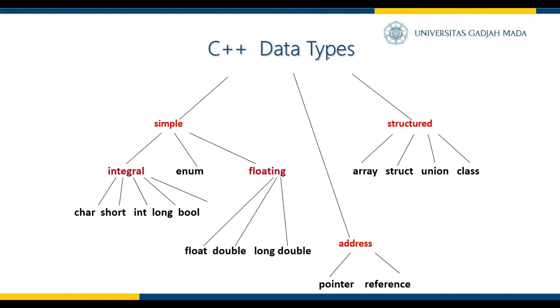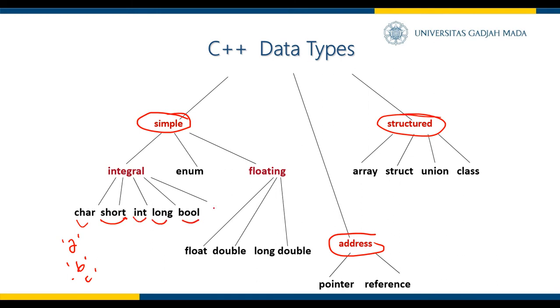So C++ data types consist of several types: the simple one, the primitive, and then the address and the structure. In the simple one, we have char, like a character such as A or B, C, etc. And then short, integer, long, or boolean. As well as we have an enum data type. And then the floating types: float, double, long double, etc.